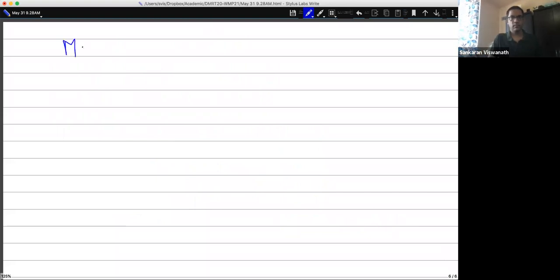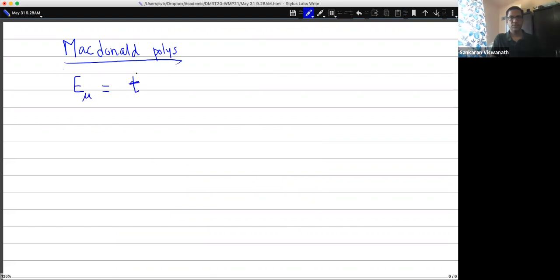So Macdonald. The non-symmetric version is defined as follows. We take, well, there's a normalization factor, t to the minus half length of v mu, or v mu inverse, the same thing, tau of u mu acting on 1. Okay, tau u mu check. Where, if you recall, what are these u mu's and v mu's? They were defined as follows.